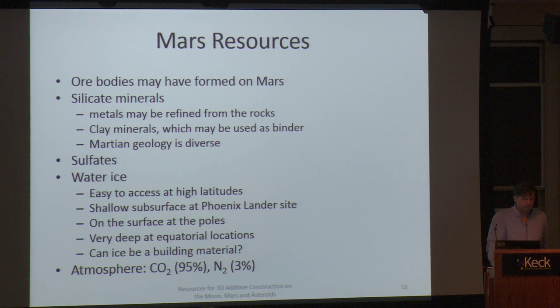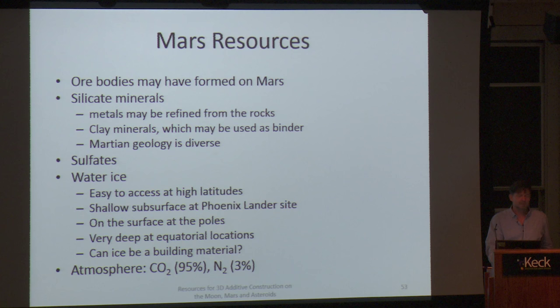There very well may be ore bodies on Mars. There is geology, including geothermal heat and water on the planet, and therefore there could have been processes that separated out high-value minerals as veins and other deposits. Mars has silicate minerals. It seems to be primarily an igneous planet. Metals can be refined from these minerals just like on the moon. Mars does have clay minerals, unlike the moon, and so those could be used as binders for 3D additive construction. The Martian geology is extremely diverse, so there's far more than we could say about it in the amount of time we have here. Mars also has sulfates, lots of sulfates on the surface, and so sulfur can be extracted and used as a binder.